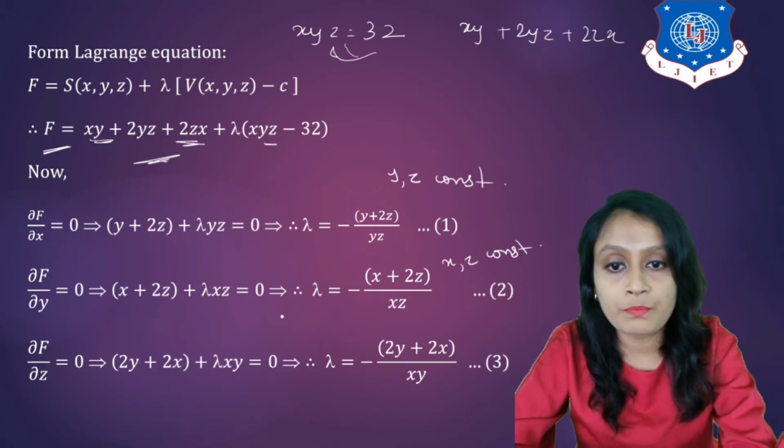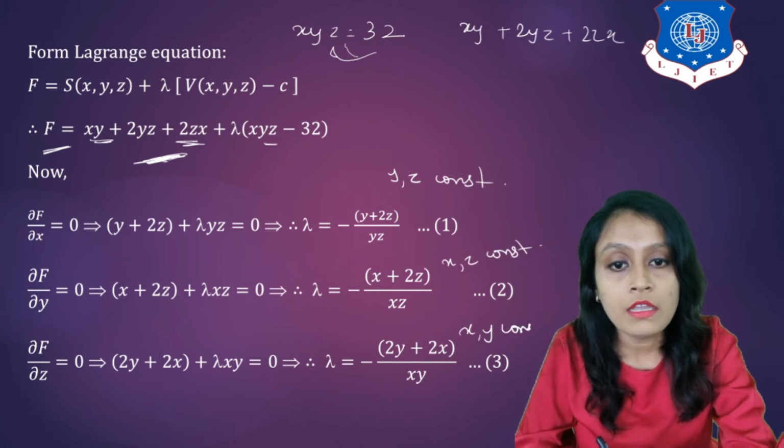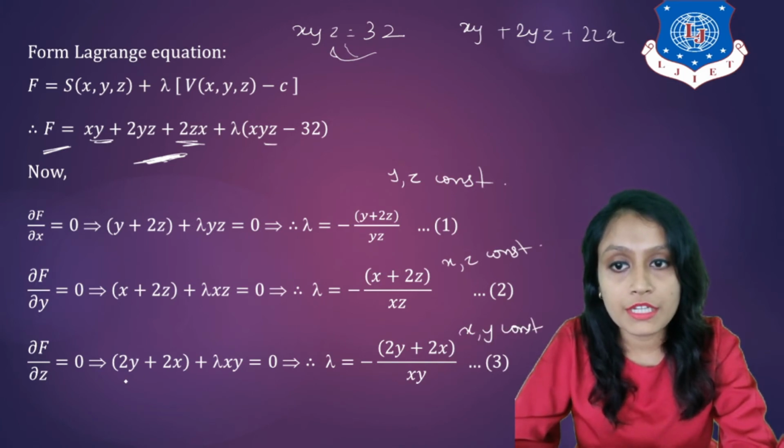Give it number 2. Next, differentiate this f with respect to z and equate it to 0. Again you have to differentiate this equation with respect to z, and we have to keep x and y as constants. So on differentiating you will get 2y + 2x + lambda times xy is equal to 0. Make lambda the subject, so you will get lambda as minus (2y + 2x) upon xy. Give it number 3. Now we have to equate equation number 1 and 2.